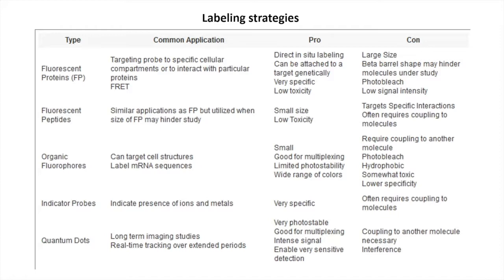Again, this is a little table to show the advantages and disadvantages of different labeling strategies: organic fluorophores, genetically encoded fluorescent proteins, peptides, quantum dots, and indicator probes. You could basically pick and choose, but it's important to optimize the labeling strategy and the expression levels, just to make sure that things are not overexpressed or toxic to cells and don't cause aberrant processes that you might be watching and then wondering what's going on.